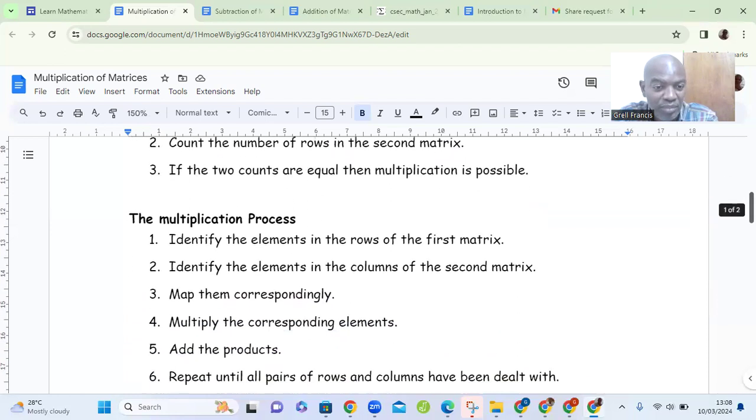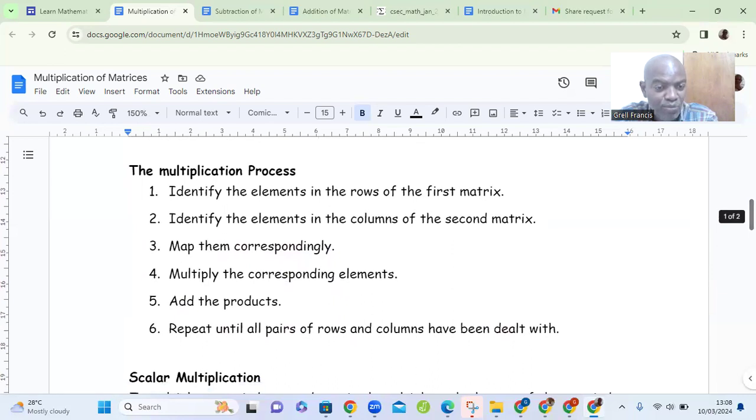Now let's move on to the multiplication process. You have to identify the elements in the rows of the first. That's why I prefer the first method. You must go inside the row of the first, and inside the column of the second, and then you map the elements correspondingly. You multiply the corresponding elements and then add the products. You repeat that until all the pairs of rows and columns have been dealt with.